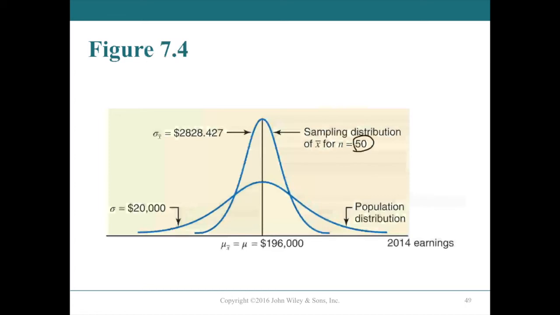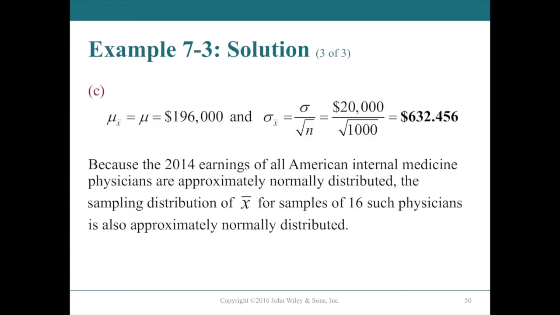So notice how this one's even tighter than before. When we have N equals 50 for our sampling distribution, we have a tighter, smaller sigma. A little bit more precise, not so bad. Sort of a reward for getting a bigger sample.